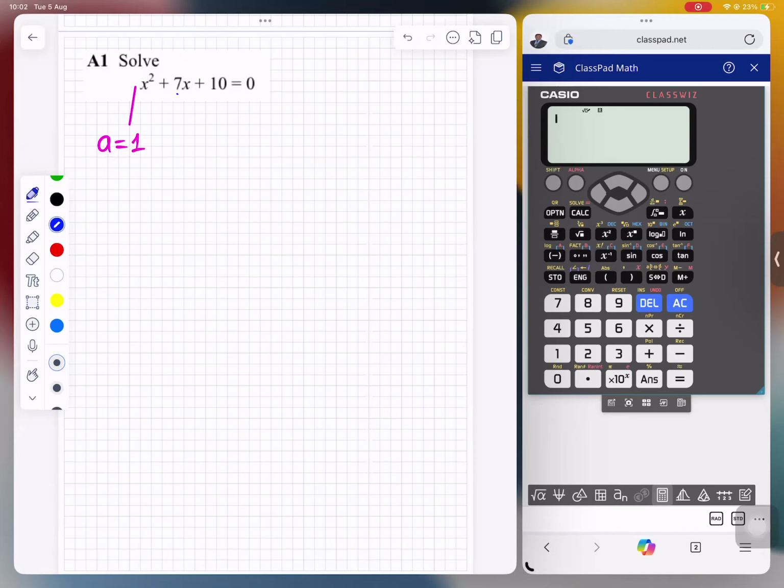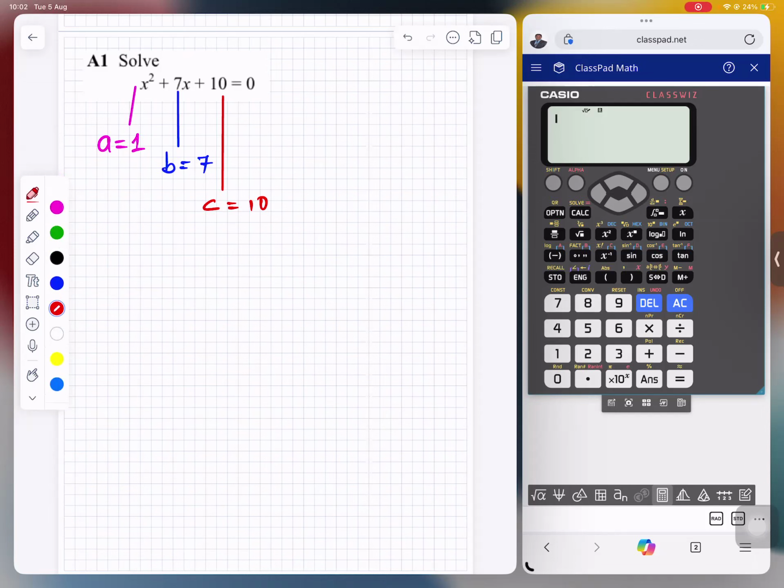In front of x is 7, so we say b is equal to 7. And the number without x is 10, so we say c is equal to 10. So the first thing is we identify a, b, and c. Once you know what a, b, and c are, you put them in the calculator, and the calculator will solve it and give you the two answers.